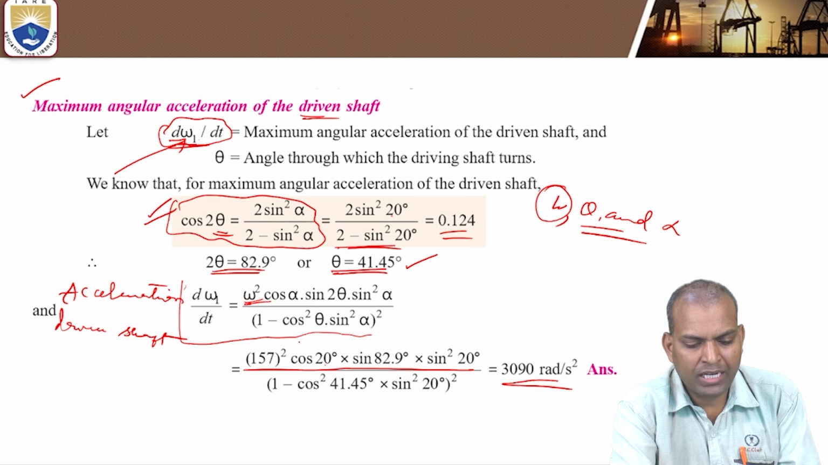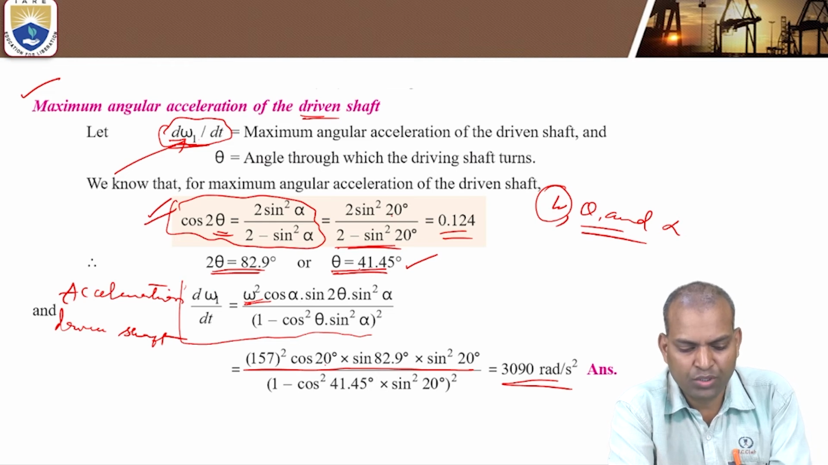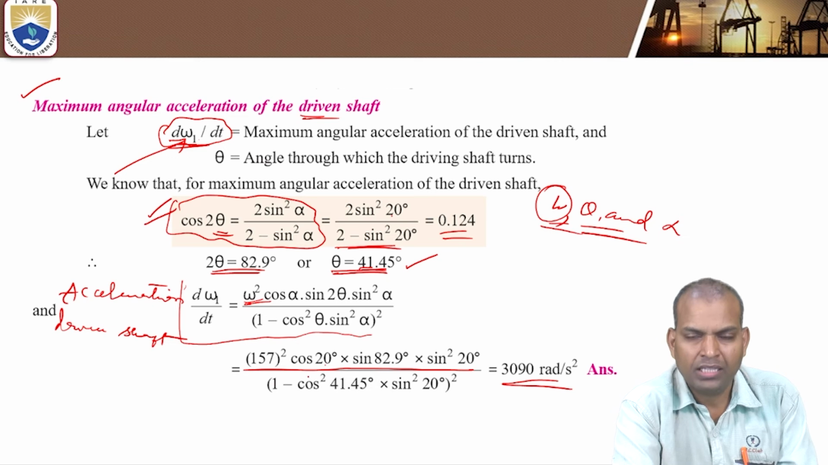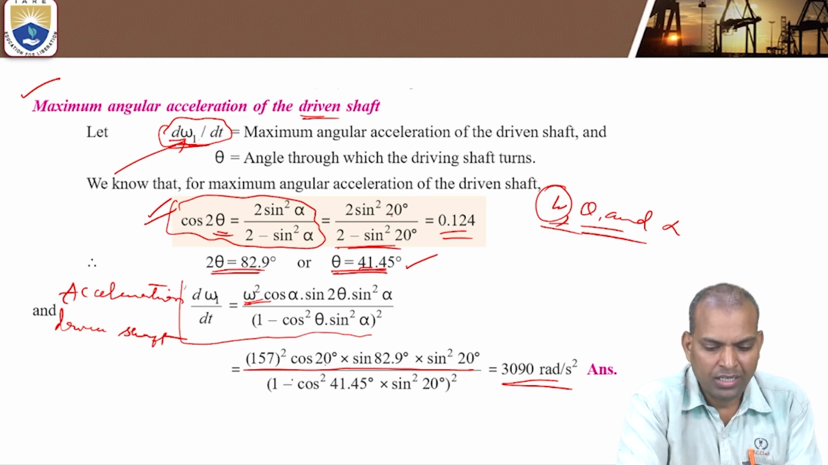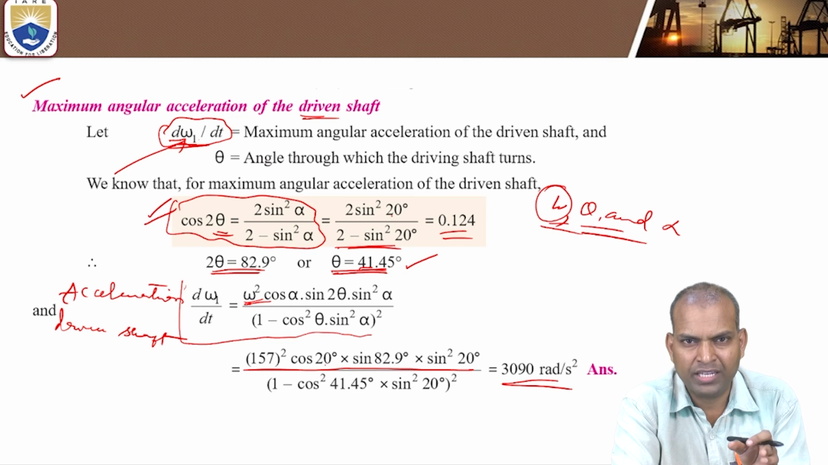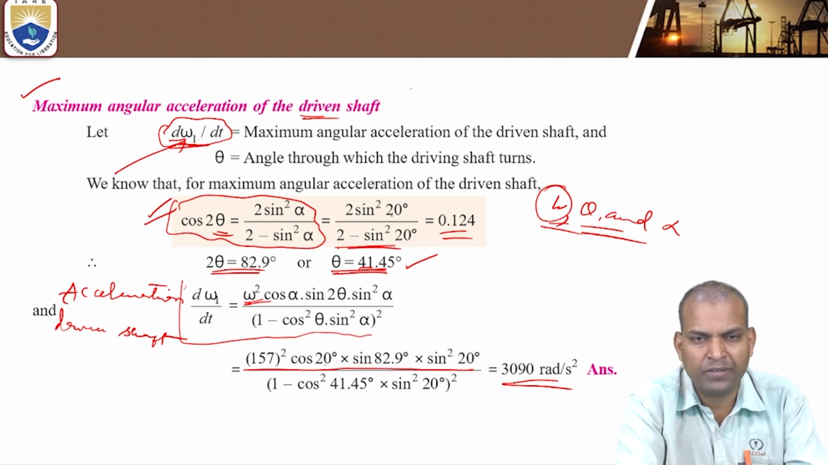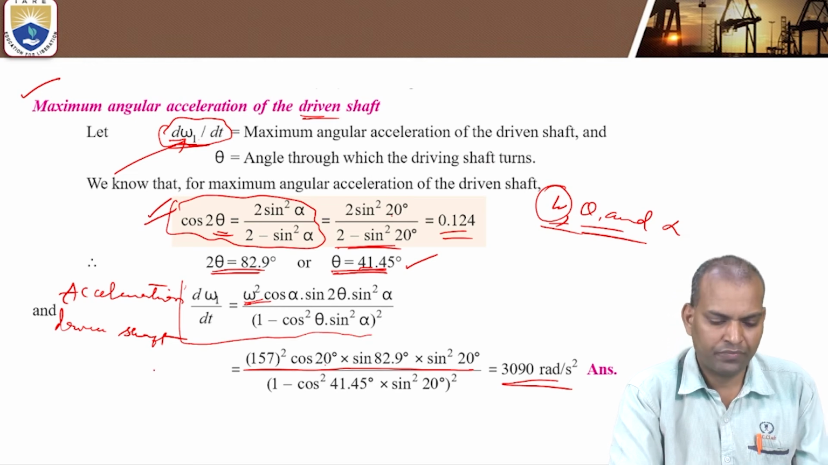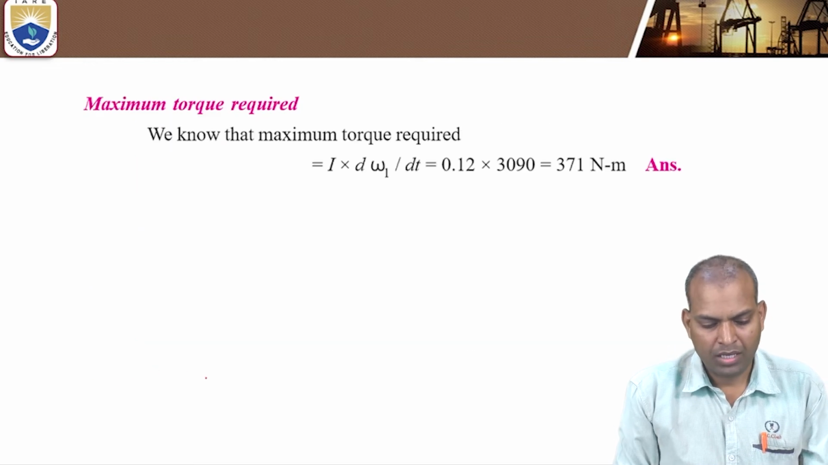Now if you consider θ remains constant at 41.45, with both ω and θ constants, then the variable is α. Whenever α varies, the angular acceleration of the driven shaft will vary. That is the interpretation point from this problem.